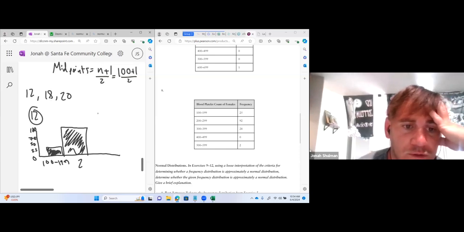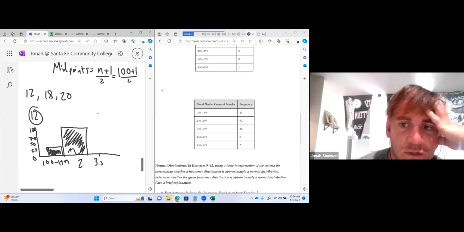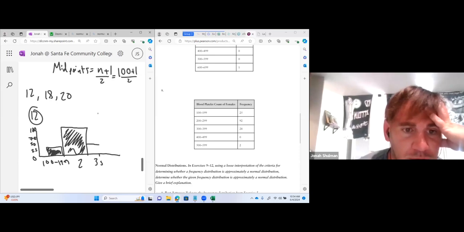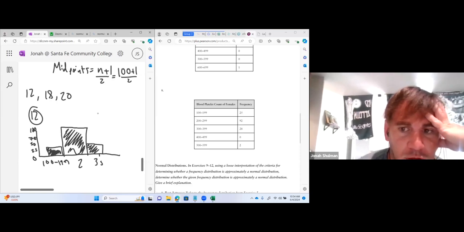So now this is the twos. Now for the threes, the 300s, I go back down to 28. The fours, I've got nothing, so it's flat. And the fives, I have 2.